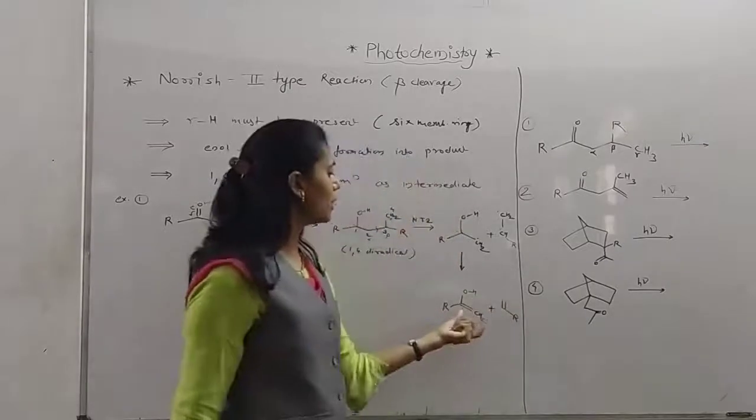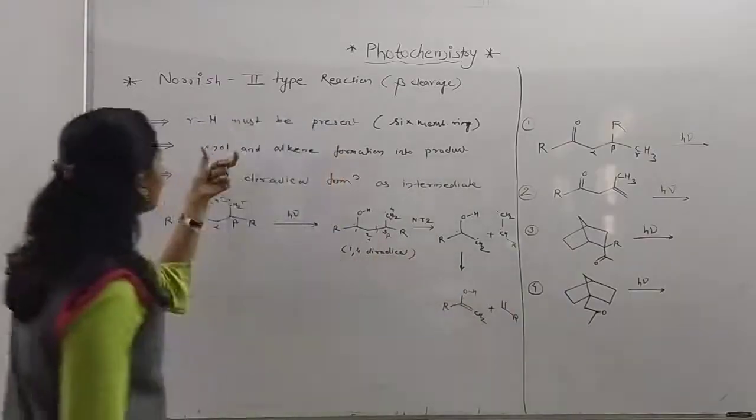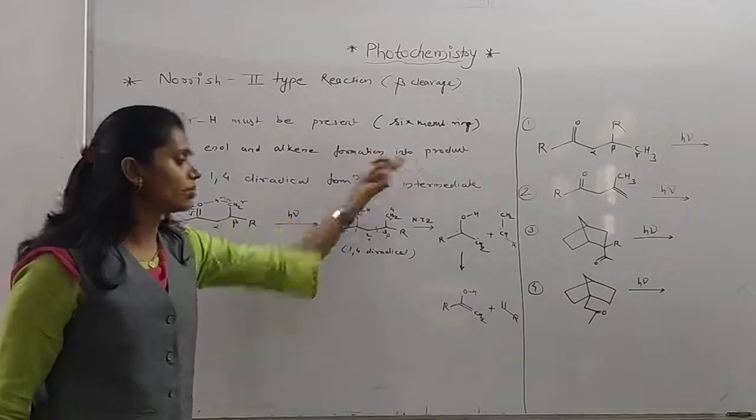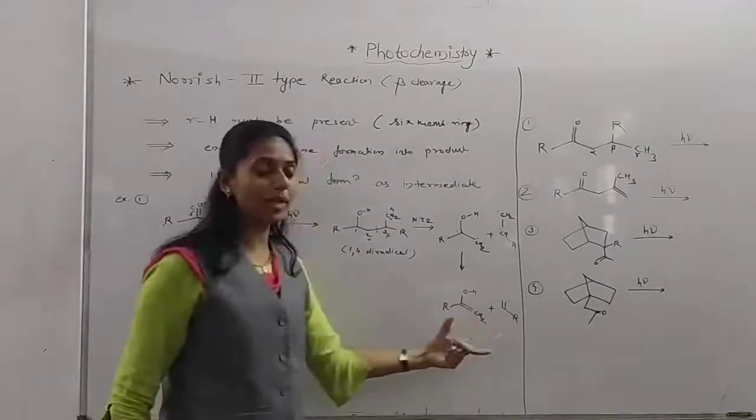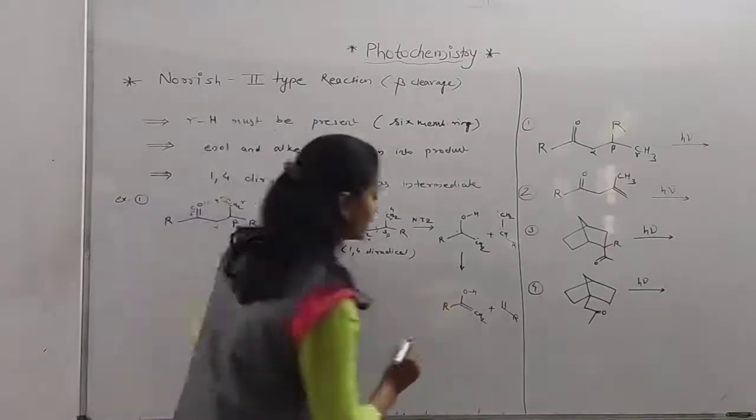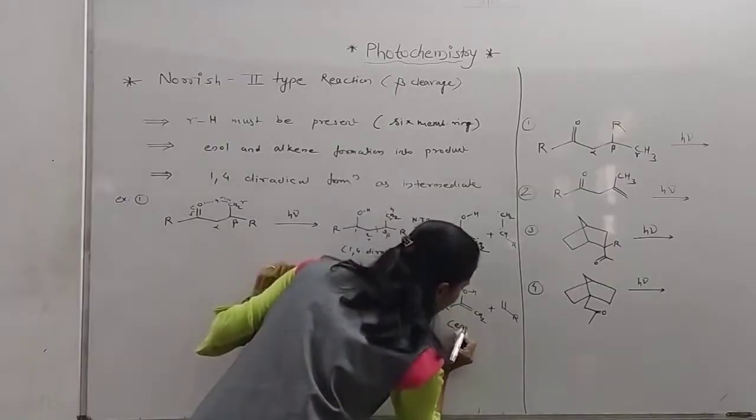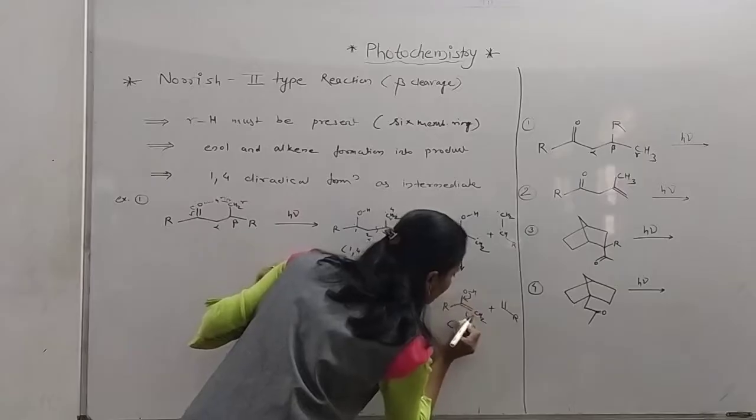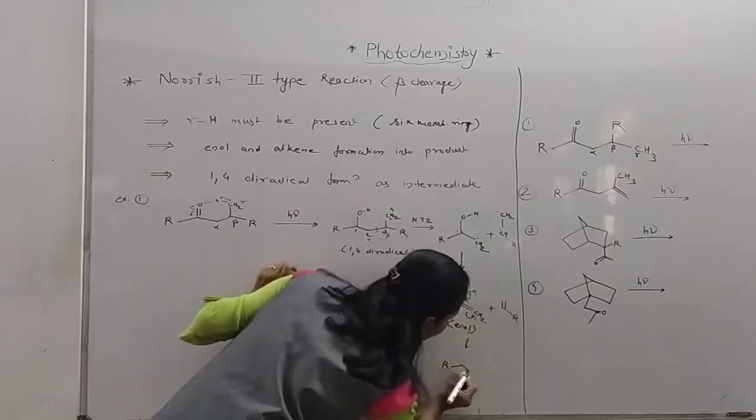Okay, this is the alkene group, and it's an enolic group. What I have told you is that enol and alkene formation takes place in the product. So this product will be obtained, but the enol form is less stable compared to the ketone, so it is converted to the ketonic form, and we get a product like this.